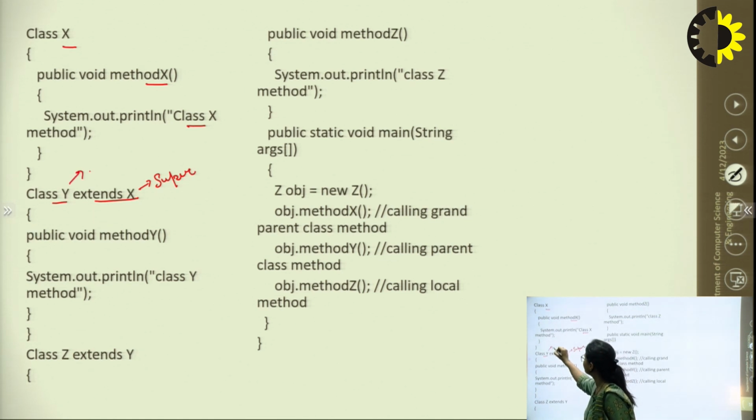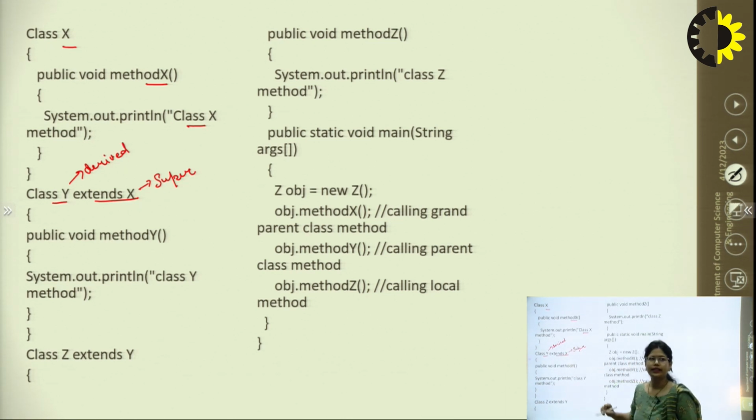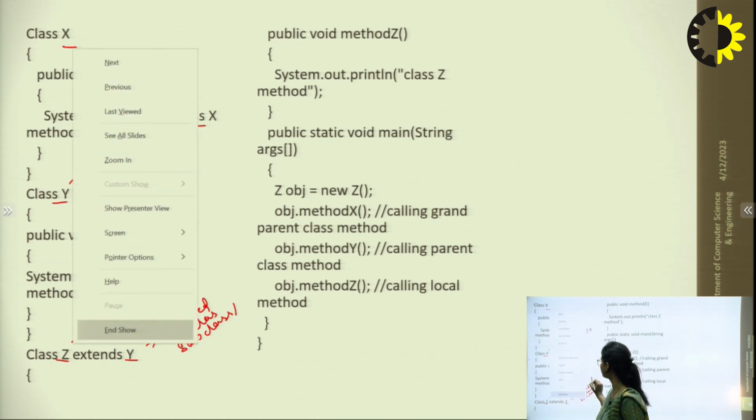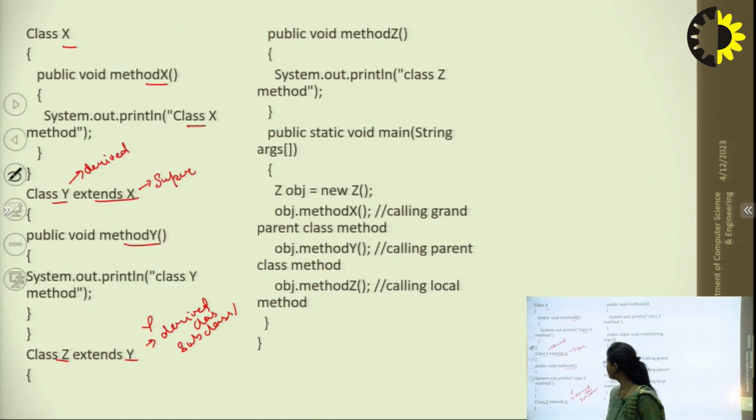X is super, Y is derived. Then in the derived class there is also a method Y, which prints "class Y method". The third class I have created is X, and Y is our derived class, or I can say subclass 1. And X is inheriting what? The derived class.